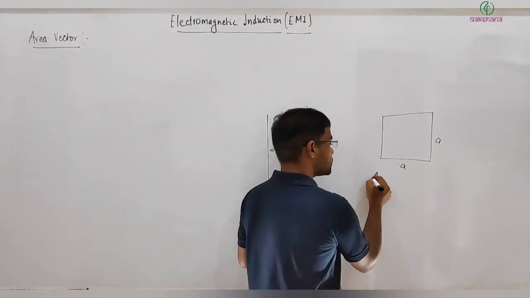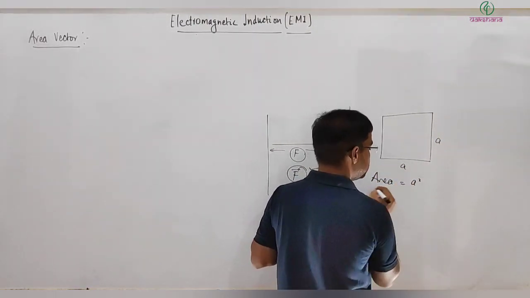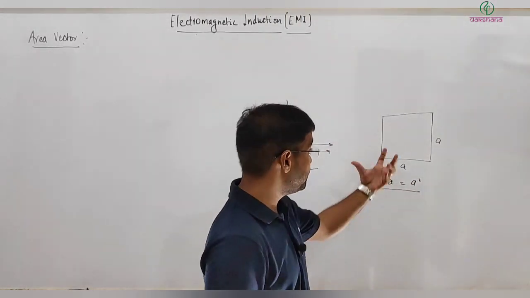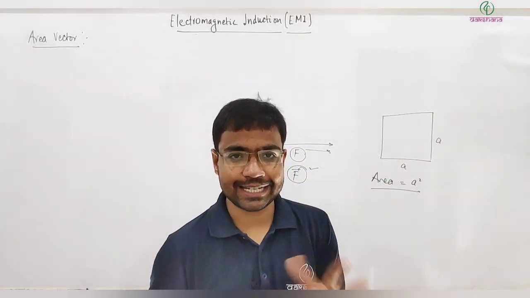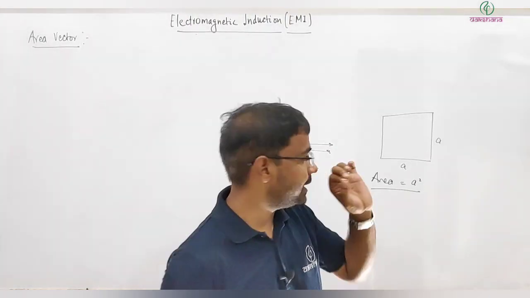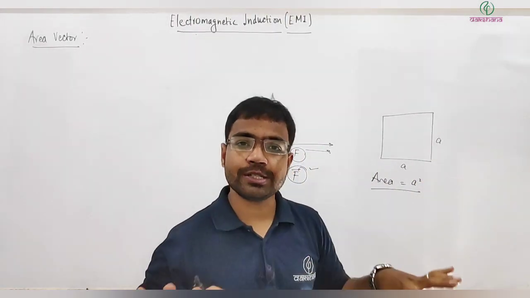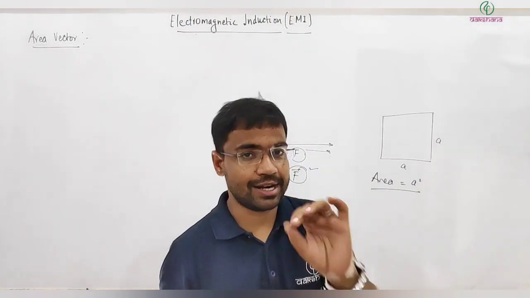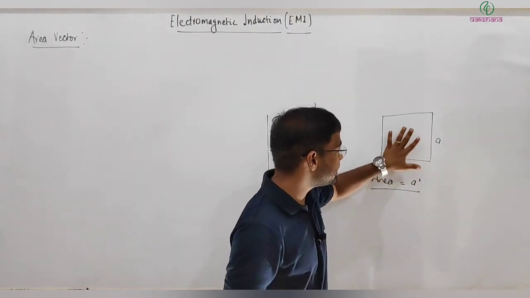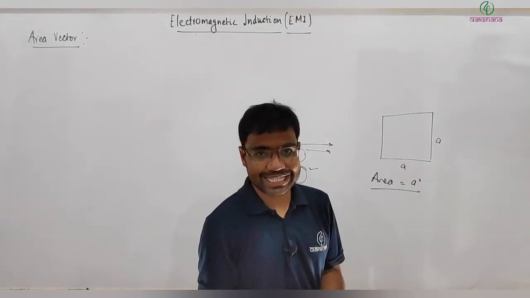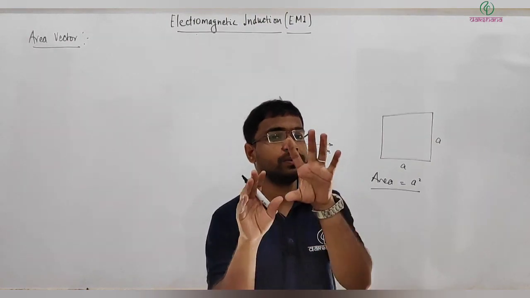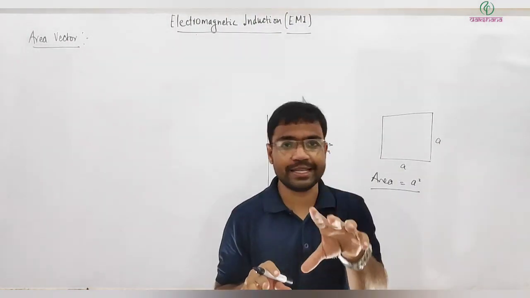Then the area of this square, its magnitude, is given simply by a square. Now the point is, where is the direction? Even if you have not seen it, that's a good thing. We are conventionally, what I'm telling you, just take it and accept it.